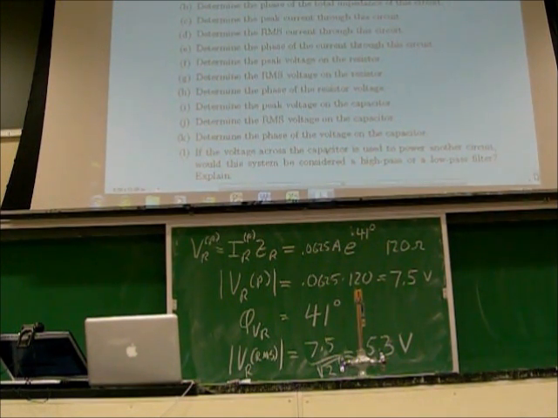Okay? So what do you think? At this point, you know everything about the voltage on the resistor. You know that the voltage on the resistor oscillates between plus 7.5 and minus 7.5, meaning that it has a root mean square value of 5.3 volts, and it does so 41 degrees off. And that means 41 degrees in the direction of current first, voltage later.